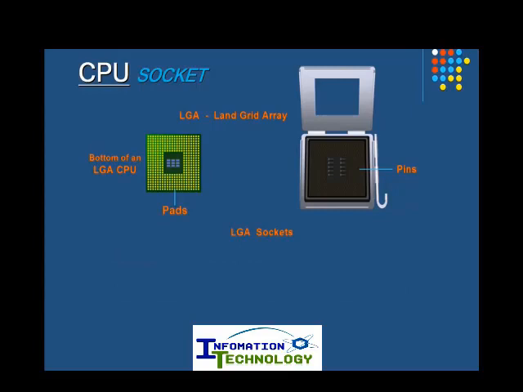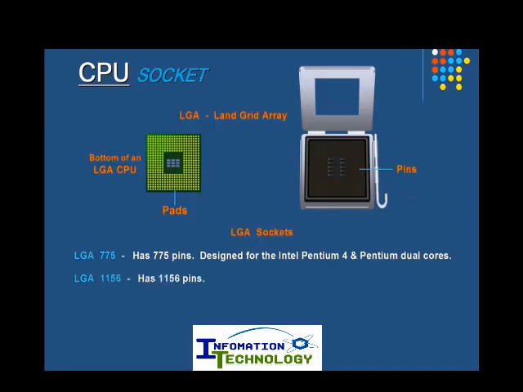Some versions of the LGA socket are the LGA 775, which has 775 pins. This socket was designed for processors like the Intel Pentium 4 and Pentium dual cores. Other LGA sockets include the LGA 1156 and LGA 1366, which have 1156 and 1366 pins respectively. And these were designed for high-end processors such as the Intel Core i7.